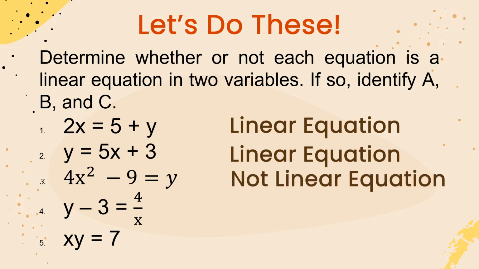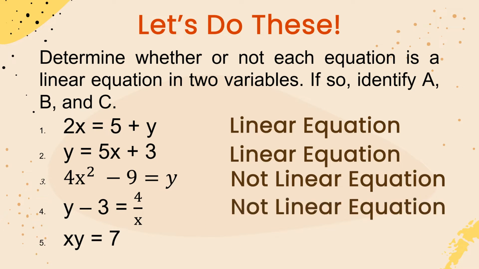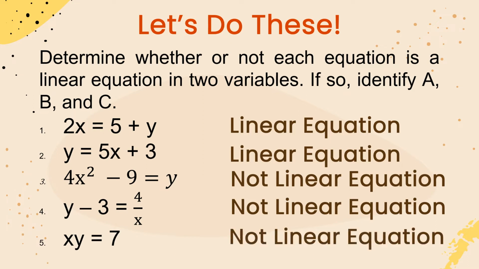How about the third given? Correct. That is not linear equation since there is an exponent greater than 1. How about the fourth one? Correct. That is also not linear equation since there is a variable in our denominator. And then lastly, we have xy is equal to 7. Correct. That is also not linear equation since there are two variables in one term.